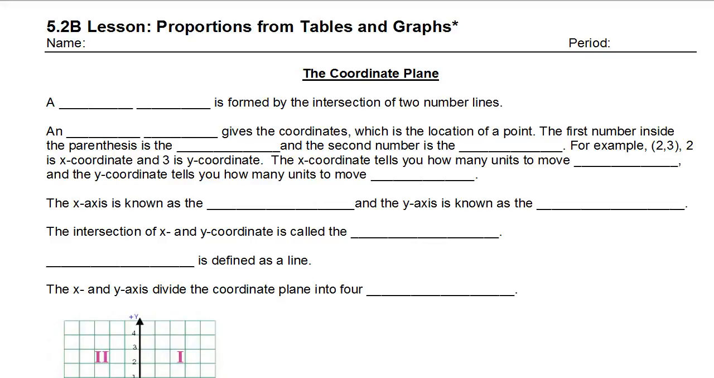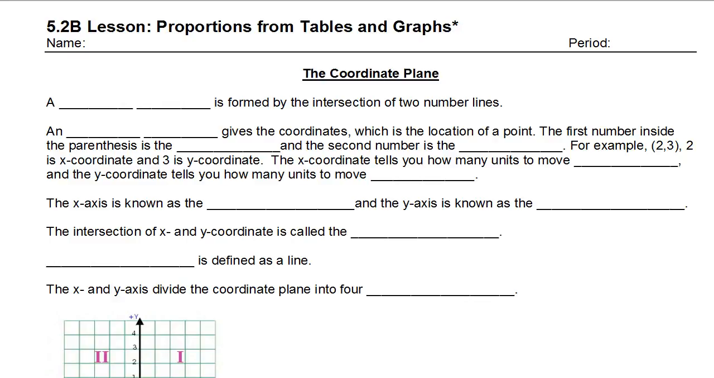So this is lesson 5.2b and it begins on page 25. So everybody needs to have their module 5 open to page 25, have your pencil ready, and we will begin. 5.2b lesson begins with a review of the coordinate plane. So we're just going to read through the information that comes first and fill in some of the blanks together.